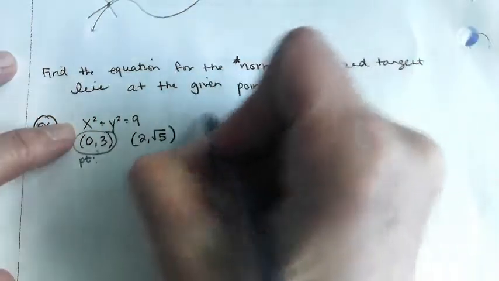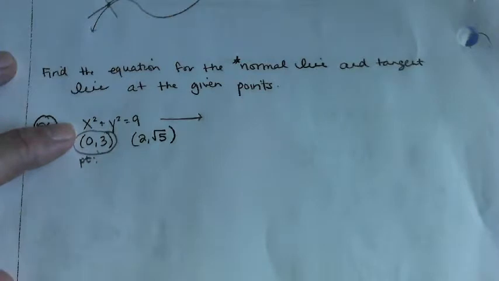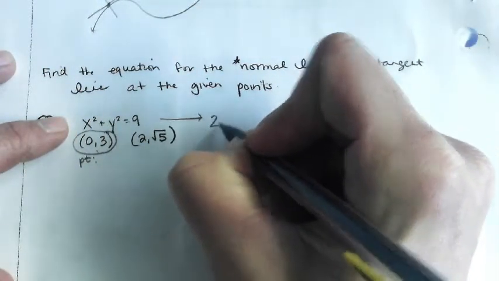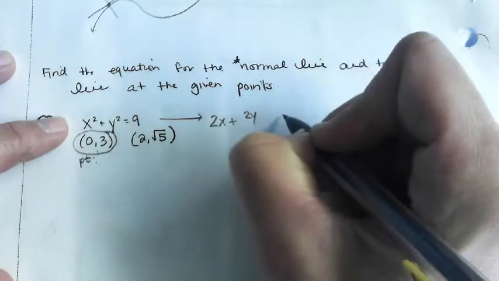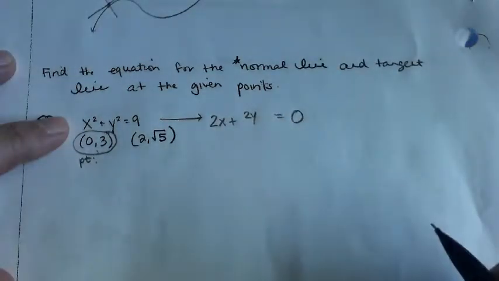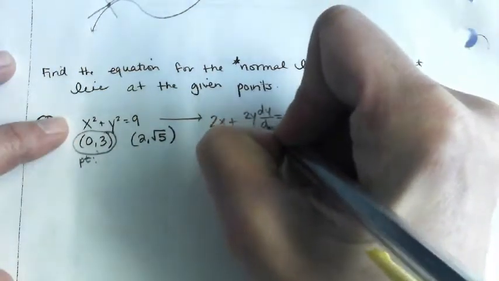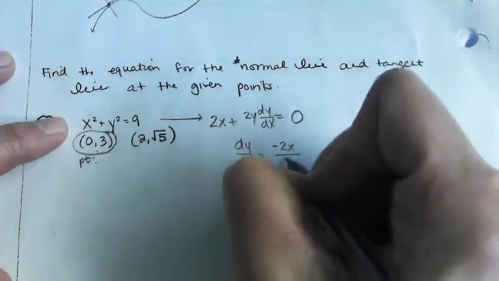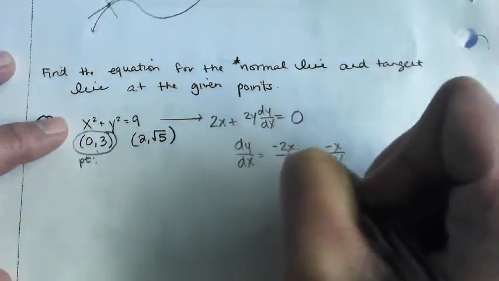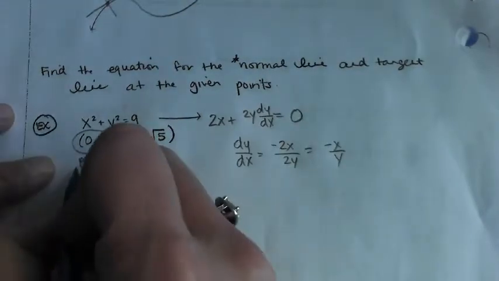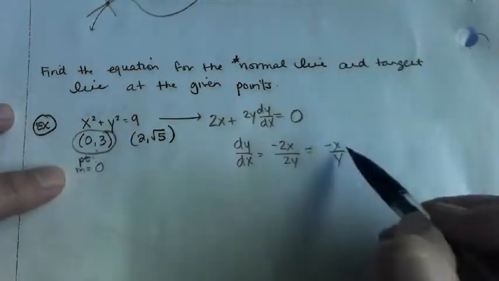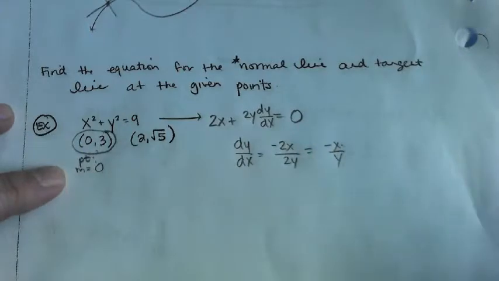So x squared plus y squared equals 9. What's the derivative of that? Connor. Forgot something very important. So when I solve that, dy over dx will be negative 2x divided by 2y, which is negative x over y. So my slope at (0, 3) is what? 0. Negative 0 over 3 is 0.